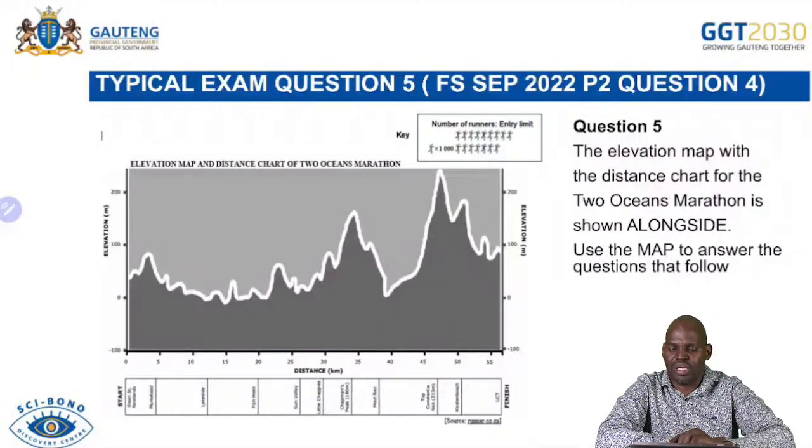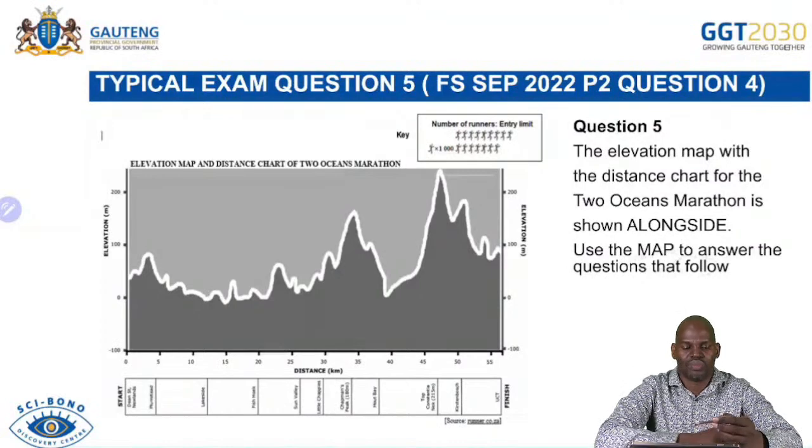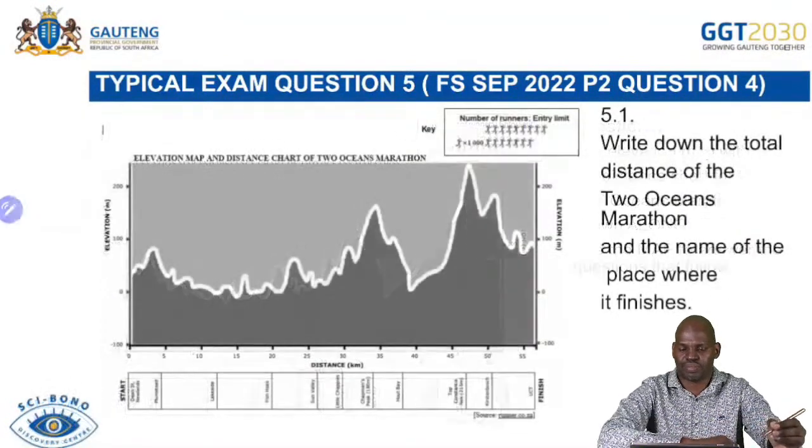So in this case, they say the elevation map with the distance chart for the Two Oceans Marathon is shown alongside. Use the map to answer the questions that follow. So the question: Write down the total distance of the Two Oceans Marathon and the name of the place where it finishes.